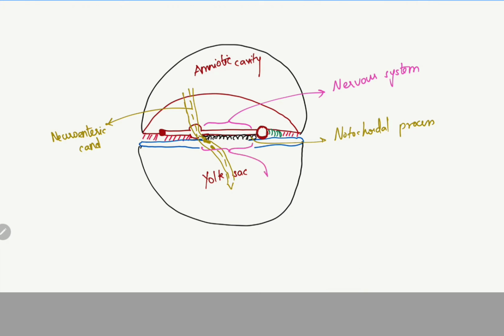And on this side, the GIT will be developing, that is the gastrointestinal system, from the endoderm, right? So this canal communicates from the part where the nervous system will be developing in the future to the part where the future GIT will be developing. So this canal is called the neuroenteric canal. And this communication lasts only temporarily, and this is not permanent. It occurs for just some time.